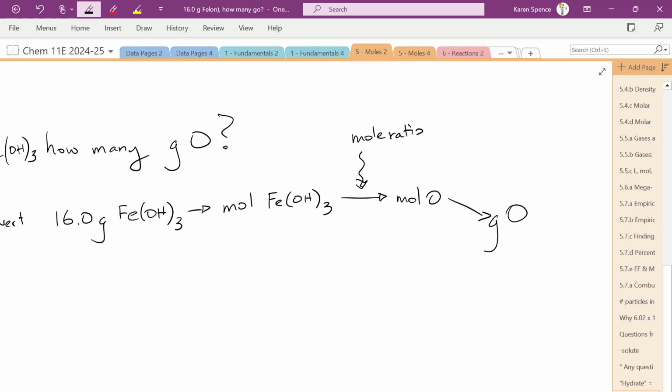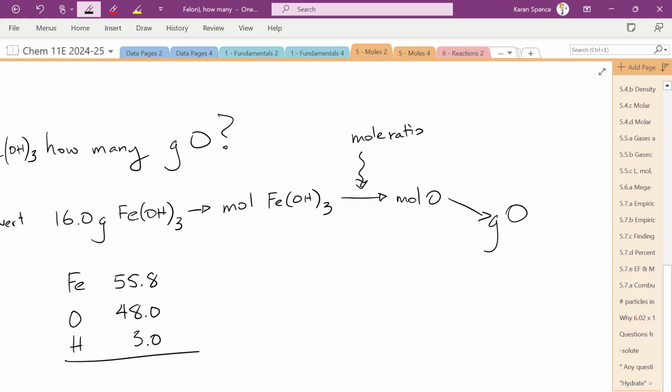So this is one way of doing it, and that would take you 3 steps. Do you want to see the work for this, anyone? Okay, I'll just do it really quick. Iron has a mass of 55.8. We have 3 times 16 is 48, and 3 times 1 is 3, which gives us 106.8.